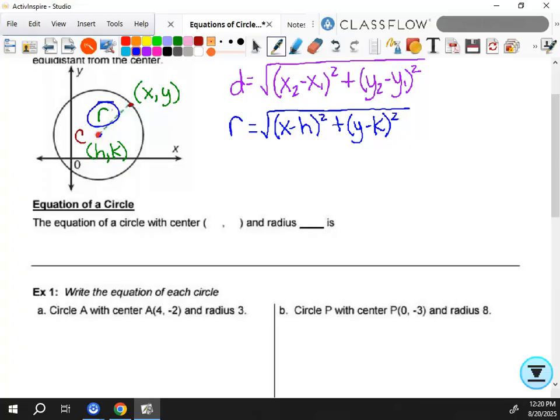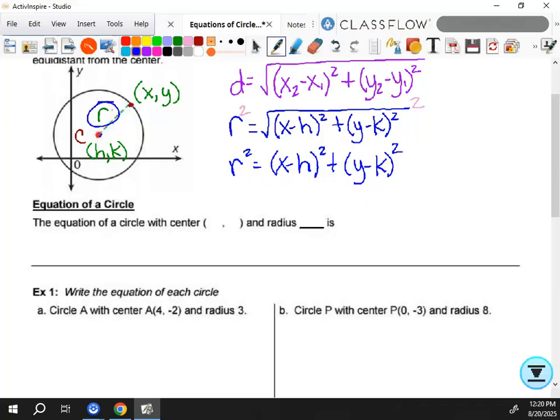All right, but I don't want this nasty looking square root in here. How do I undo a square root? Square it, okay? That's the opposite. So I'm going to square both sides. And when I do that, that gives me r squared equals (x minus h) squared plus (y minus k) squared, like that.